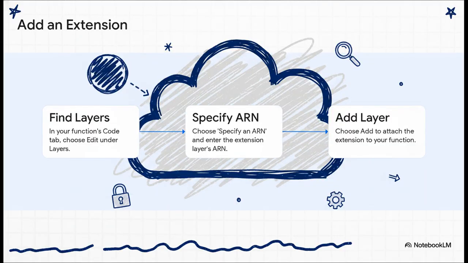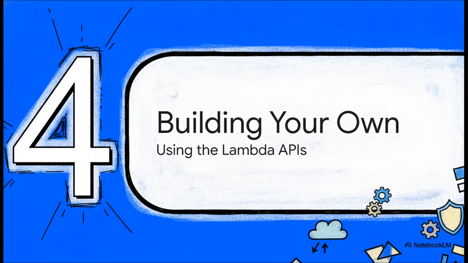And adding one is surprisingly easy because they're packaged up as Lambda layers. Those zip archives of code or data. So in the console, you just go to your function, find the layers section, and add a new one. All you do is paste in the ARN, that unique Amazon resource name, for the extension you want. That's literally it. Lambda takes care of the rest. But what if there isn't a pre-built extension that does exactly what you need? Well, that's where the real fun begins, and that brings us to our final section, building your very own.